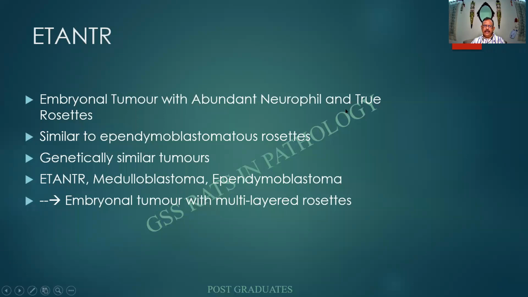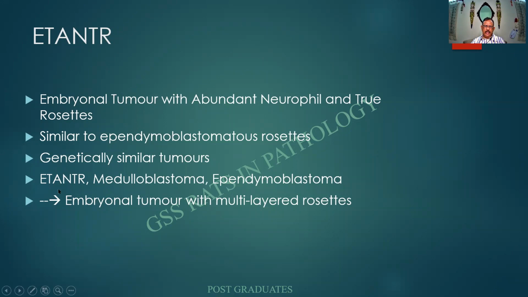Embryonal tumor with abundant neuropil and true rosettes, that is what we had seen. Sometimes it can be similar to other lesions such as ependymoblastomatous rosettes, and they are all genetically similar tumors. The problem is the origin is more or less similar and there will be a lot of overlap. Hence, a typical histological diagnosis will be difficult. Hence, we have to rely on the molecular method of diagnosis.